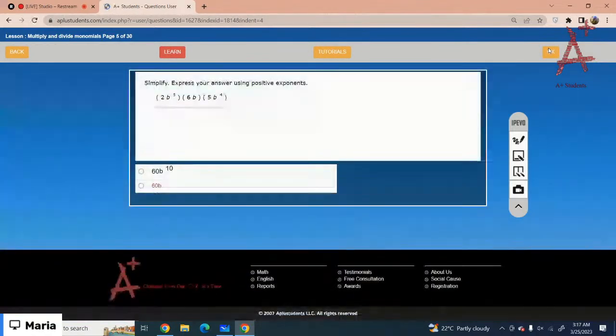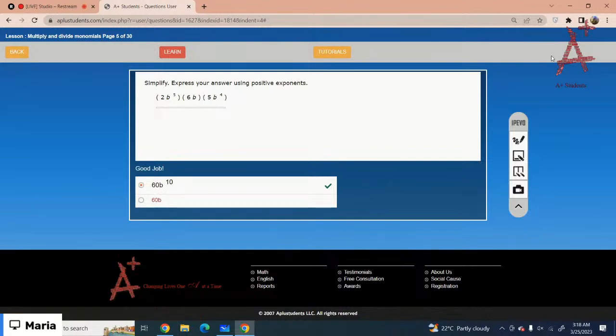Okay, the next one is 2b5, 6b and 5b4. So which is the correct option? 6 times 2 is 12 and 12 times 5 is 60. You have to add the powers. Here you have 5 and 1, 6 and 4, so 10. So it would be 60b10.